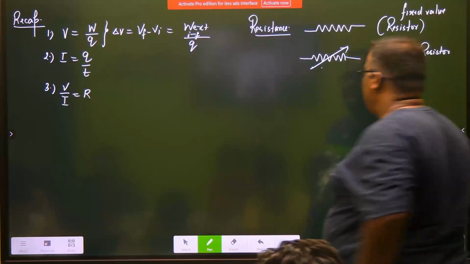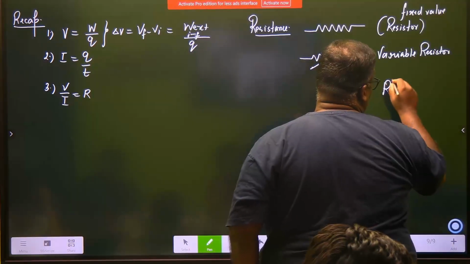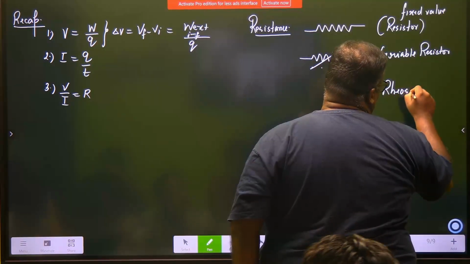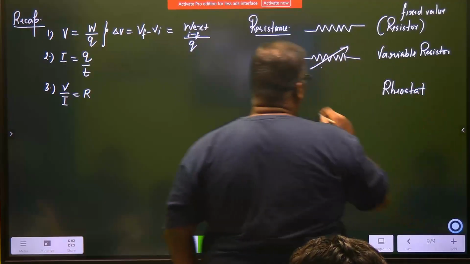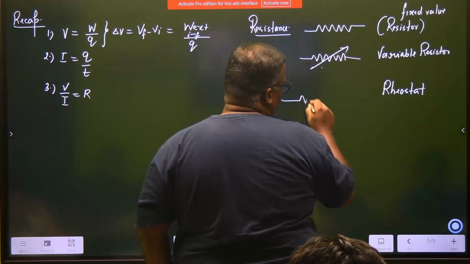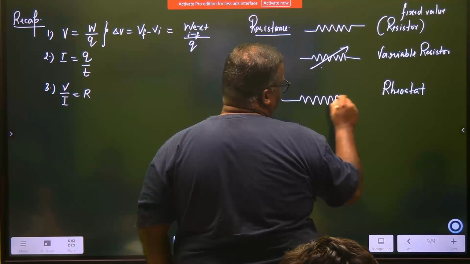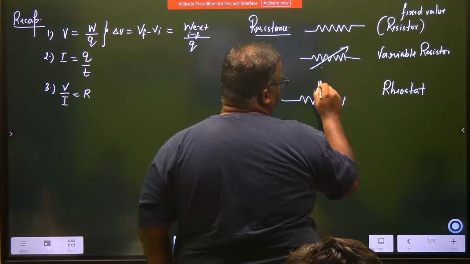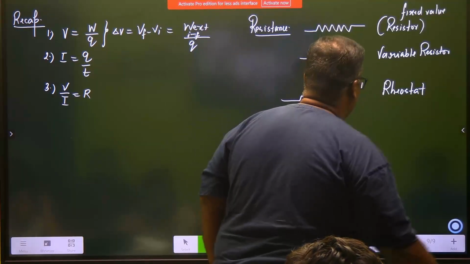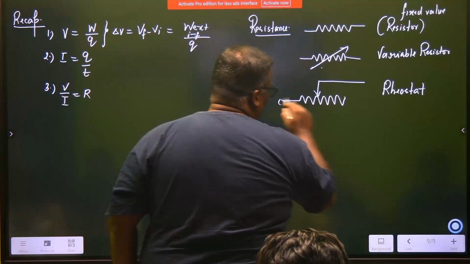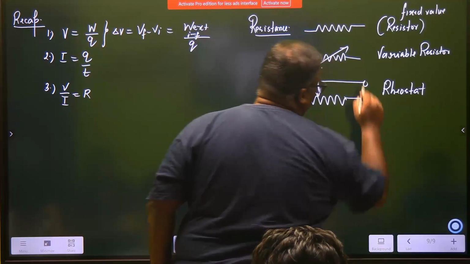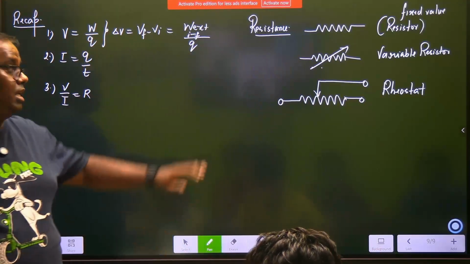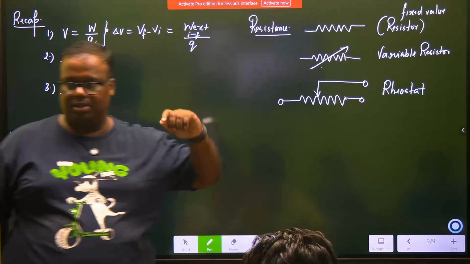In labs, we will see another type of variable resistor. This you see only in labs. This is called a rheostat, and the rheostat is represented in this manner. Now we will understand what it means. In a rheostat, there will be three points to connect. Understand this.